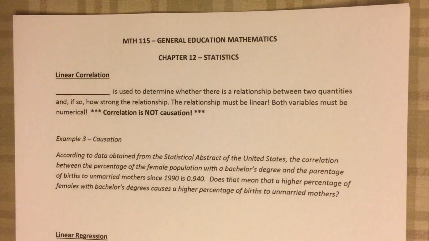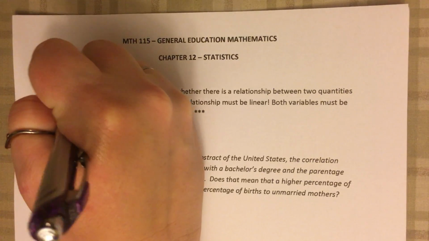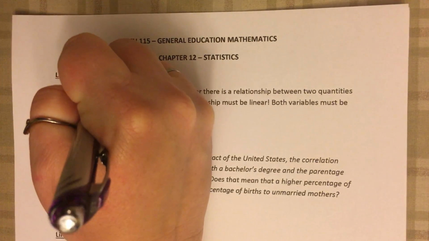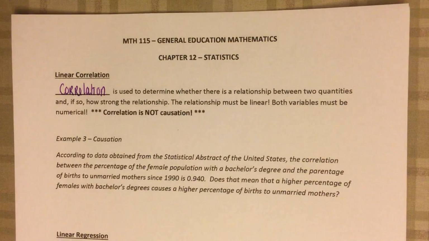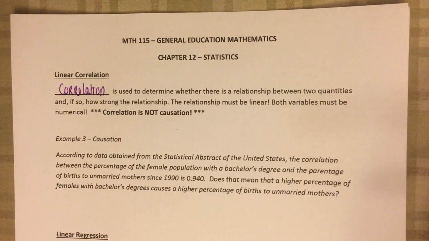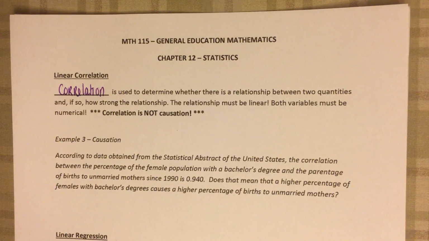So we do want to talk a little bit about linear correlation. Correlation is used to determine whether or not there is a relationship between two quantities, and if so, how strong the relationship. The relationship must be linear if we're thinking about correlation. Both variables must be numerical. And the one big thing to point out, again, we're not talking a lot about our strength here. We're skipping a lot of this section, but we do want to point out that correlation is not causation.